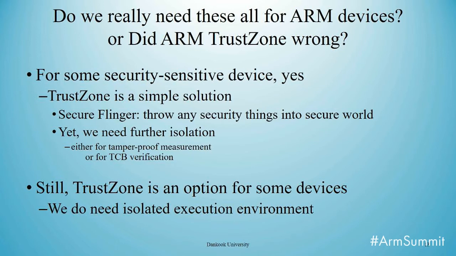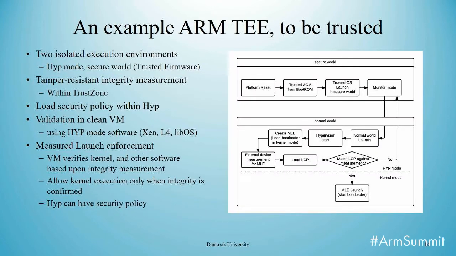For those security-sensitive devices, we are missing something. TrustZone is also necessary, but it is a simple solution, so it can be regarded as a secure plunger. You can throw any security things into the secure world, but we need further isolation. As an example of ARM TEE, this is a kind of initiative for making ARM TEE. I'm claiming that we need two separated, isolated execution environments, one for measurement, another for validation.